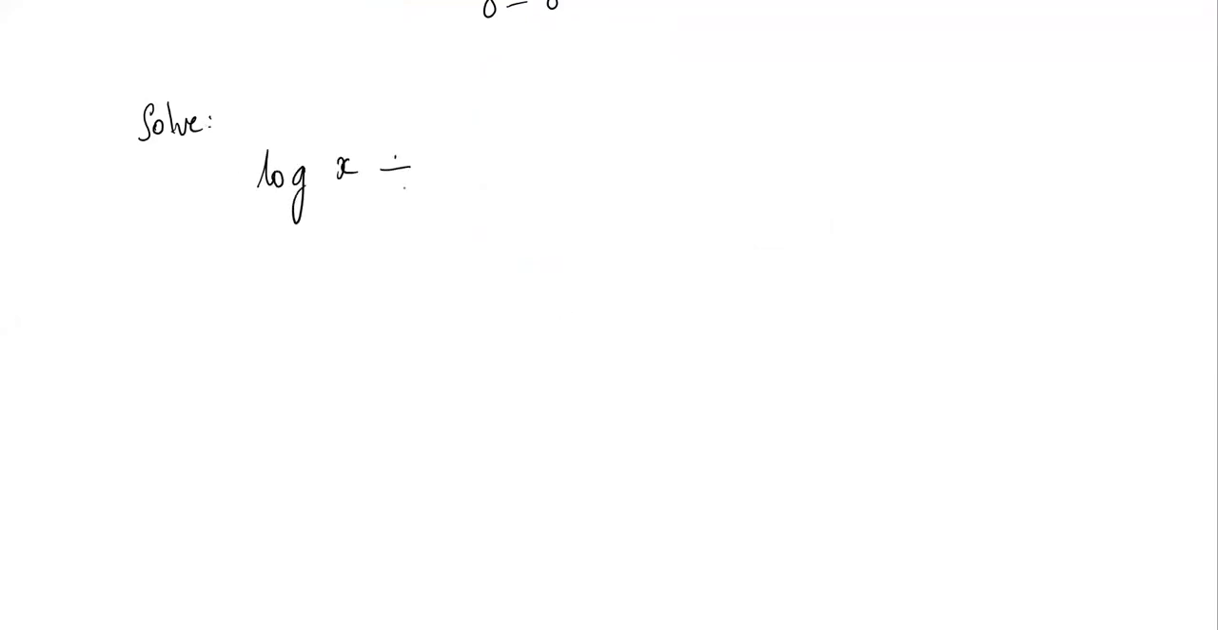Solve log x plus log (x minus 3) equals 1. But this is different. We have 2 log terms on the left side and no log term on the right side. So then we have to take a different approach based on all the properties we've seen before.